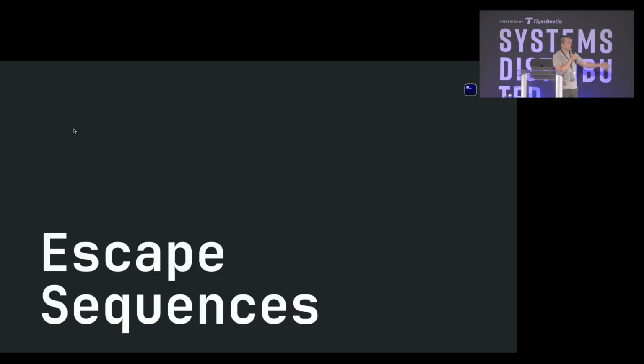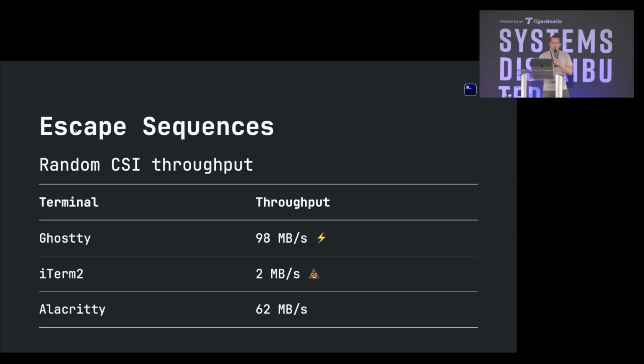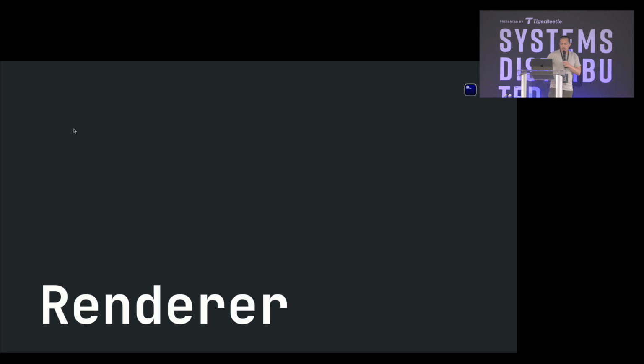Okay, so escape sequences. Escape sequences are how you control terminals. They start with an escape. I generate random escape sequences, and here's the throughput you get. You get 98 megabytes per second on Ghostty, 2 on iTerm, 2 really just completely in the garbage, and Alacritty is 62 megabytes per second. I have no way to visualize this, so you just got to trust me, or run it yourself if you're in the beta.